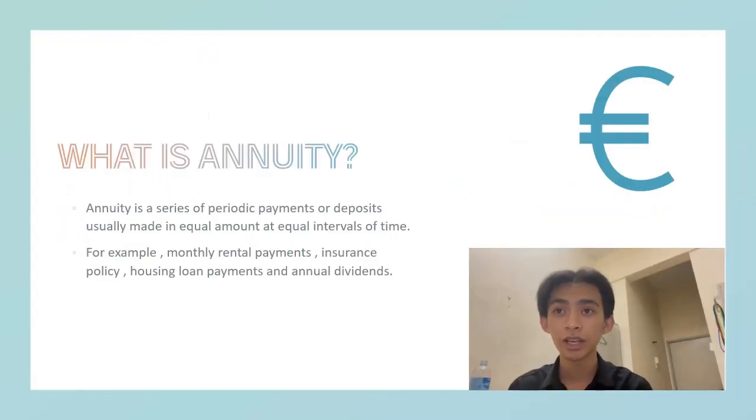What is annuity? Annuity is a series of periodic payments or deposits, usually made in equal amounts at equal intervals of time. For example, monthly rental payments, insurance policy, house loan payments, and annual dividend.